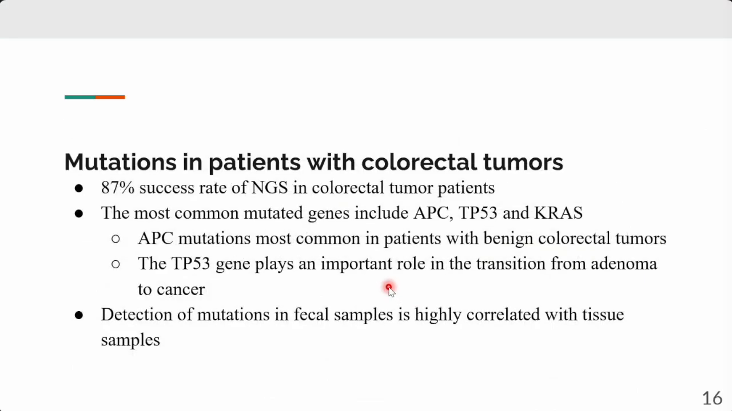For colorectal tumors, the success rate of NGS analysis was 87%. The most commonly mutated genes included APC, TP53, and KRAS. Notably, mutations in the APC gene were frequently observed, which underscores its importance in colorectal cancer progression.